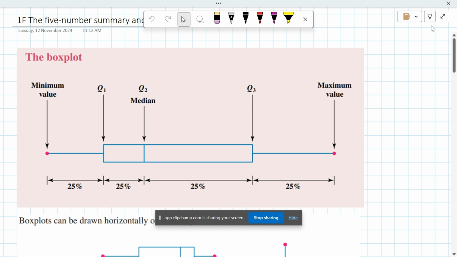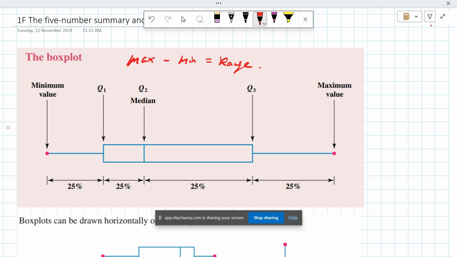Before we graph the box plot, we have to know the box plot is made of the five number summary. First of all, it looks like a box, which is a rectangle. The minimum value and the maximum value are at the ends, and maximum minus minimum is your range. Hopefully you remember that.